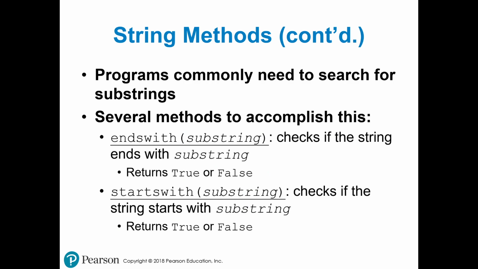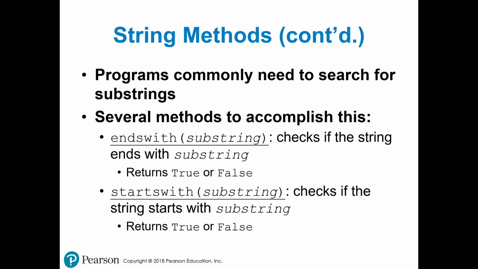Alright, so a lot of times when you're writing a program, you only want to search for substrings. So there's several methods that can do this. What a substring is, is a subset of a string. So let's say hello, my name is Chuck is my string. A substring would be Chuck, for example. Hello is a substring. El is a substring. Any string that appears within another string is a substring.